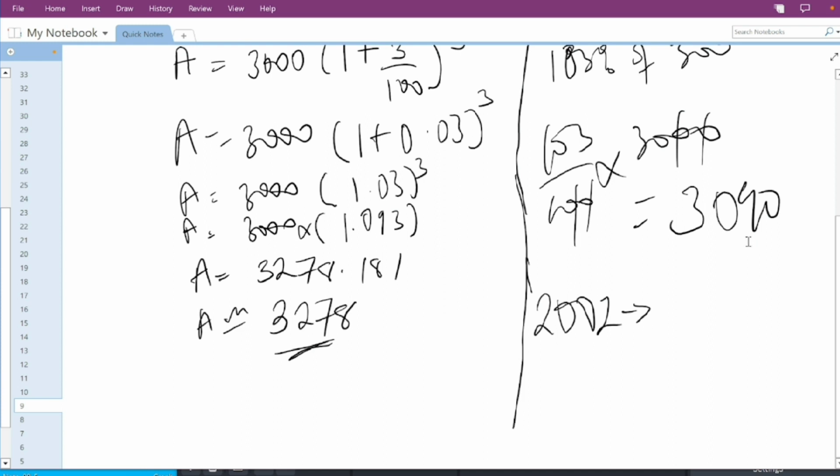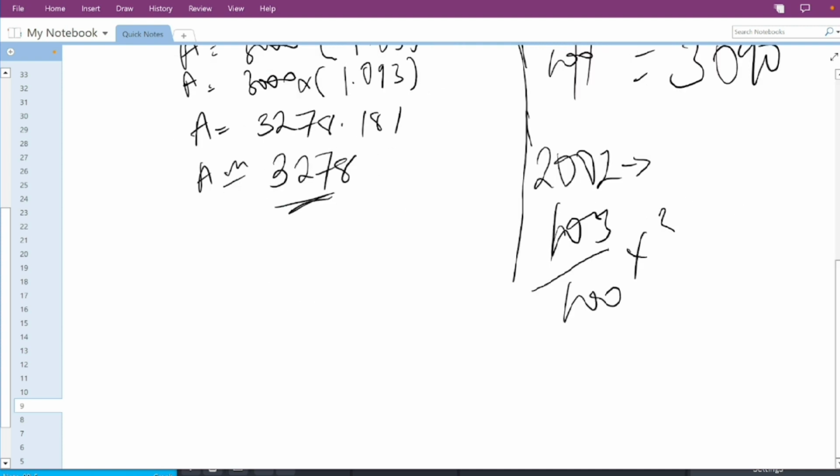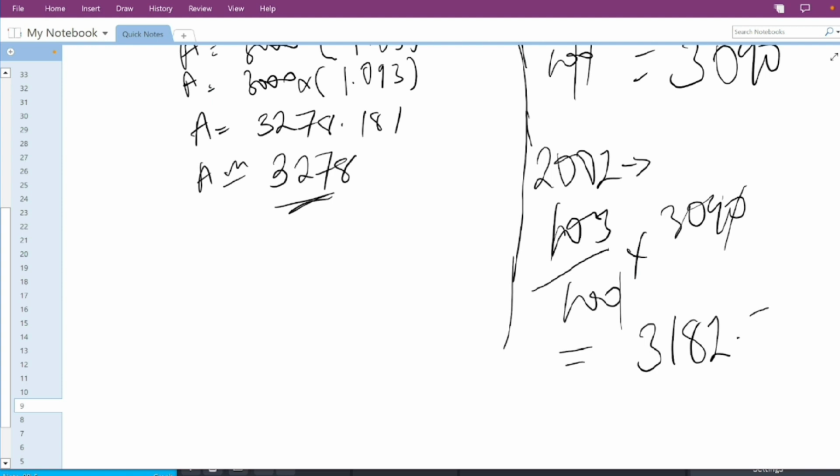Since it's a 3% increase, if it were a 3% decrease, you would subtract 3 from 100, that will be 97, then you do 97% of 3,090. Since it's a 3% increase, you have it as 103 over 100 times 3,090. 0 cancels 0. Then you have 103 times 309 divided by 10, which gives us 3,182.7.